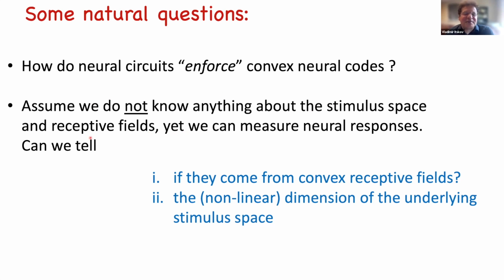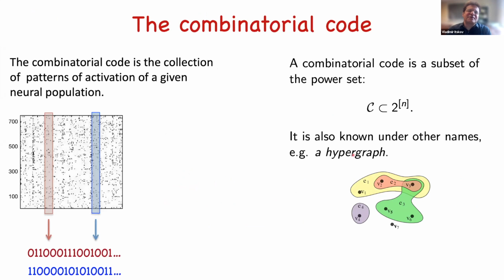And assume we can still measure neural responses. Can we tell if, first of all, these responses come from convex receptive fields? And second, can we say something more detailed about the stimulus space, like the dimension of the underlying stimulus space, for example? Okay, so of course, it's nice to ask questions, but it's an entirely different matter how we can answer them. So for the first, I will need the following simple tool.